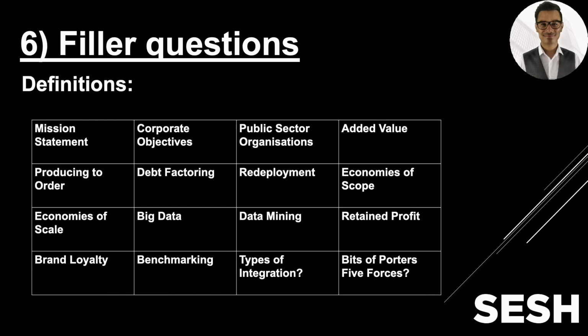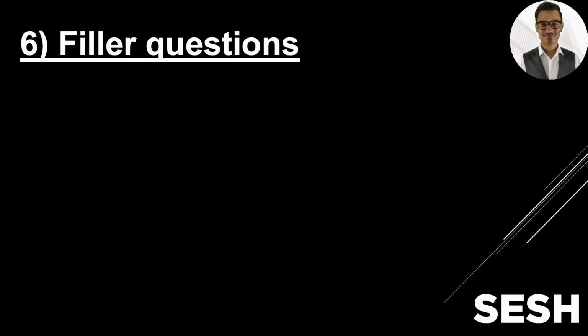flow, what economies of scope is, the 3 types of economies of scale in purchasing, managerial and technical, maybe big data, data mining, retained profit, brand loyalty, benchmarking, the types of integration, or just one of the bits of Porter's 5 forces. So they're filler questions in terms of definitions.